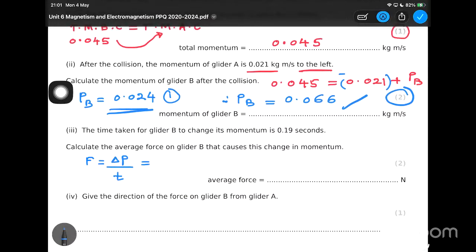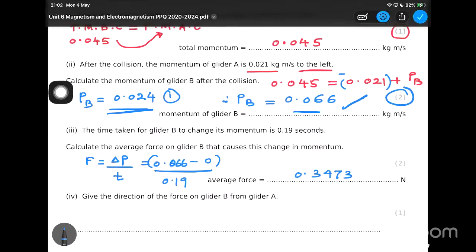So we are considering glider B. Initially the momentum was 0. Now the final momentum is this amount, 0.066, divided by the time, 0.19. So the value is 0.066 over 0.19. The average force is going to be 0.3473.